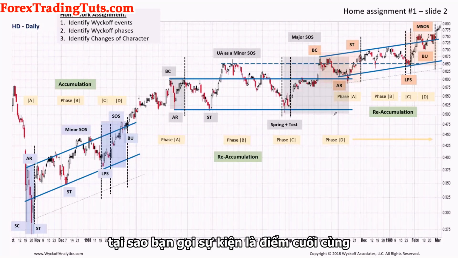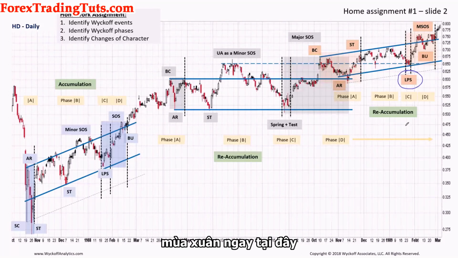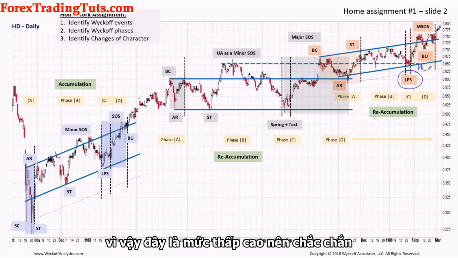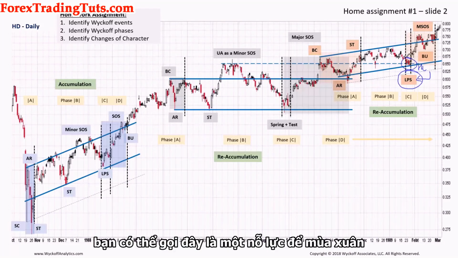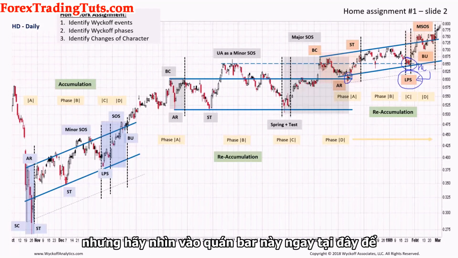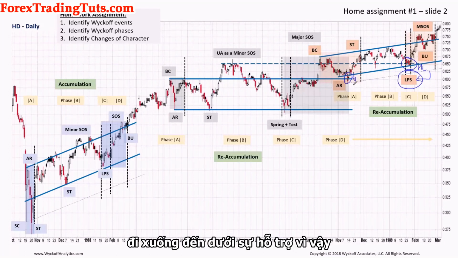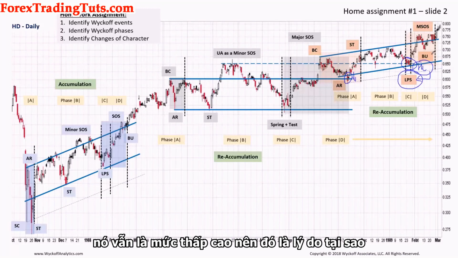Why are you calling the event last point of support in phase C instead of this sprint right here? So this is a higher low, so definitely going to be a last point of support. You could call this an attempt to sprint, but look at this bar right here. So it comes down, comes below the support, so it's still a higher low. So that's why.